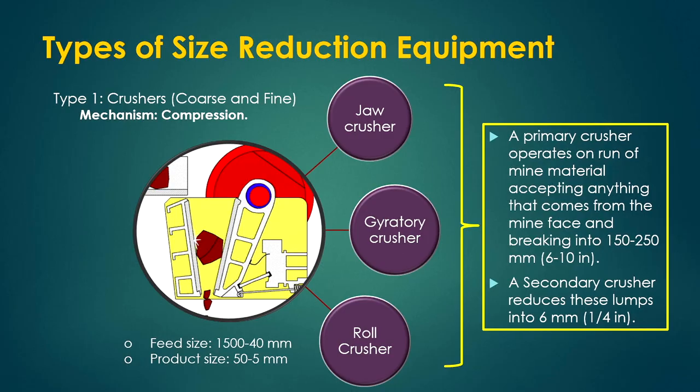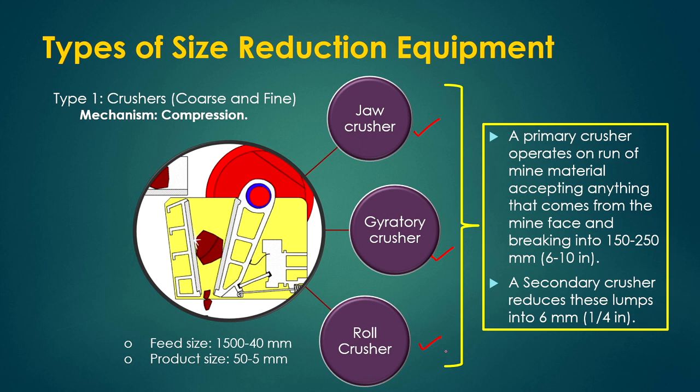Now let us consider type 1, crushers, that is coarse and fine crushers. The mechanism is compression. There are three types of crushers available: jaw crusher, gyratory crusher, and roll crusher. In this case, the feed size is generally used for this type of crusher for getting the product size up to a certain range.